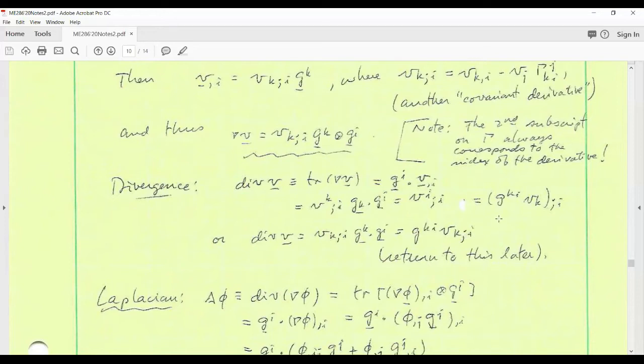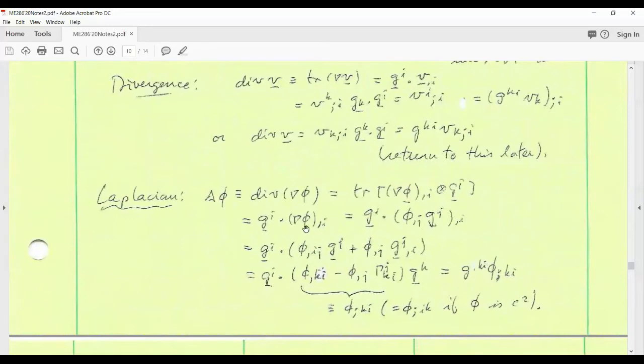In fact, we'll see in a moment that the g super k I have zero covariant derivatives, and also that the covariant derivative obeys the product rule, so that in effect we can factor the dual metric out of the covariant derivative. So we'll see later why these two right-hand sides are the same, in fact.